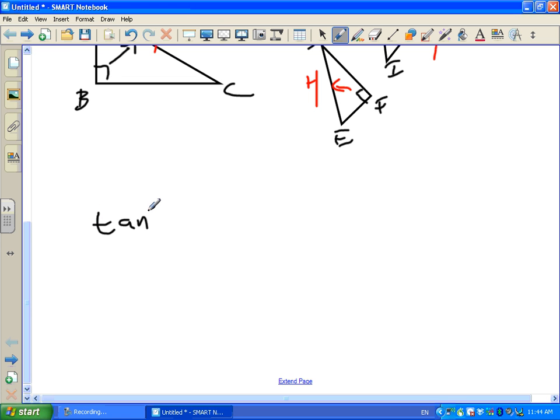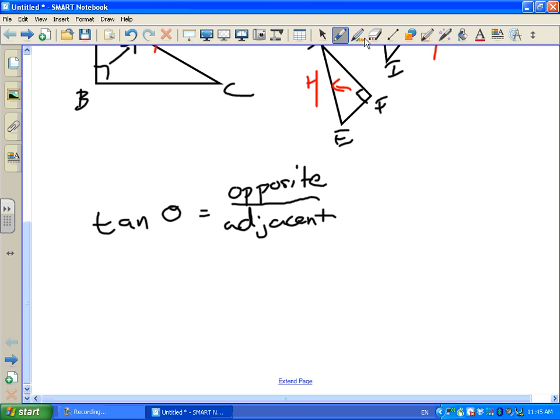Okay? Now, what do they use as the angle? They use theta. Okay. It says tan theta. Theta refers to an angle is equal to the opposite side divided by the adjacent side. Okay? Opposite side divided by the adjacent side.